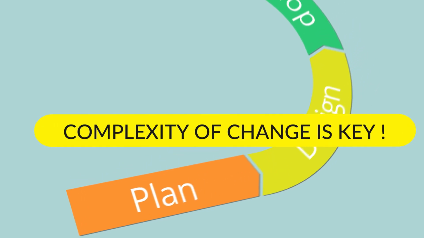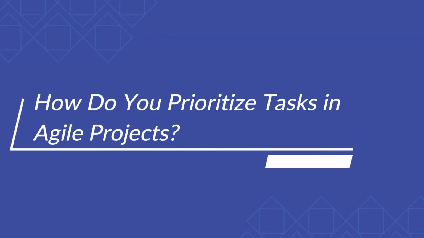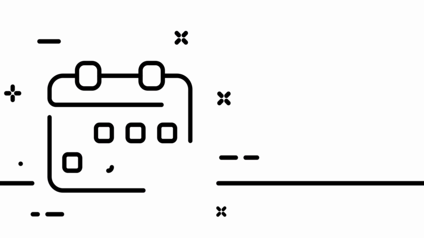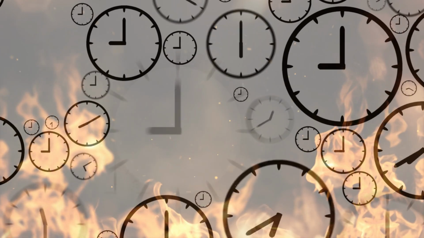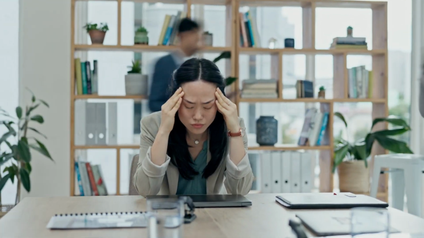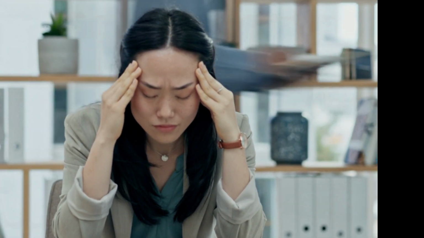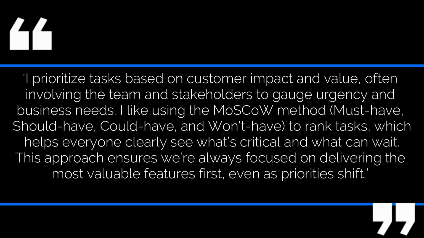Good point. So another question that you're bound to get for sure is, how do you prioritize tasks in Agile projects? I always get asked that. And your script describes it like this: a to-do list where every item is on fire. I like that. And the interviewer wants to know that you can handle that kind of pressure. So the sample answer emphasizes involving the team and stakeholders to gauge urgency and business needs, which is definitely a core principle of Agile.